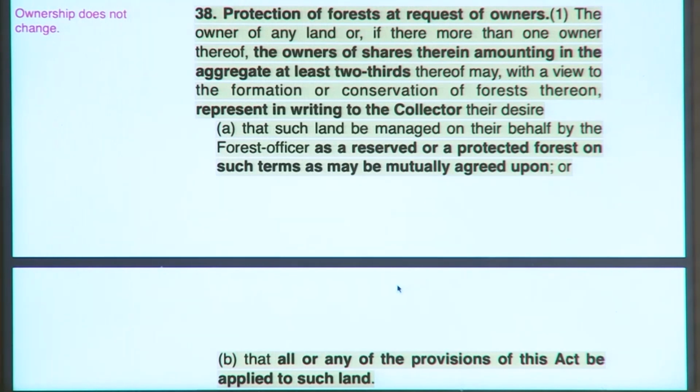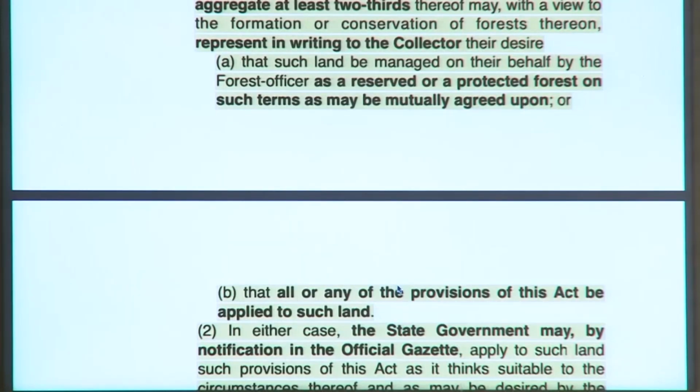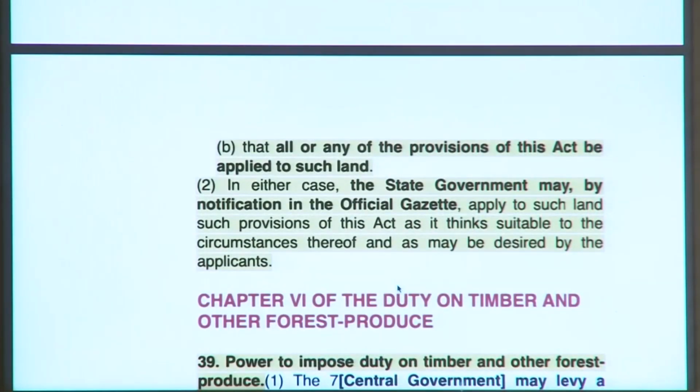The owner of any land, or if there are more than one owners thereof, the owner of shares therein amounting in aggregate to at least 2/3 thereof may, with a view to the formation or conservation of forest thereon, represent in writing to the collector their desire that such land be managed on their behalf by the forest officer as a reserved or a protected forest on such terms as may be mutually agreed upon, or that all or any of the provisions of this act be applied to such land, and in either case the state government may, by notification in the official gazette, apply to such land such provisions of this act as it thinks suitable to the circumstances thereof and as may be desired by the applicants.